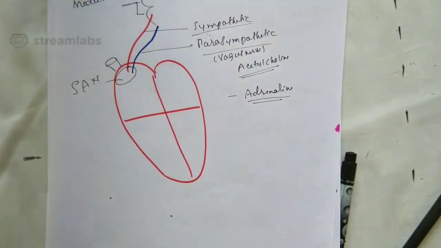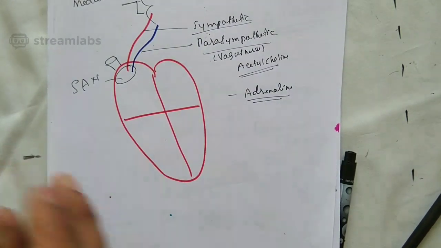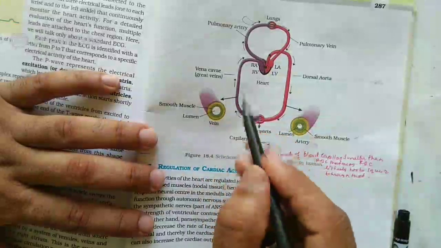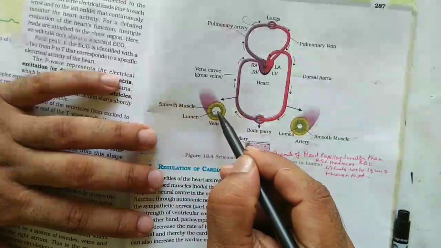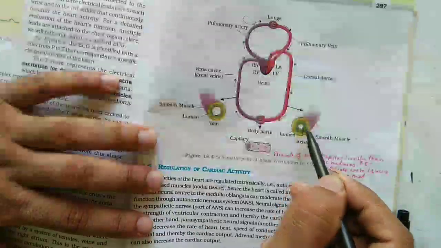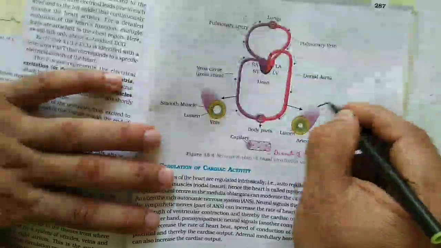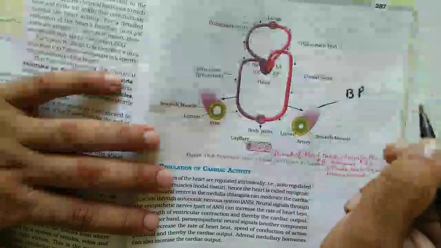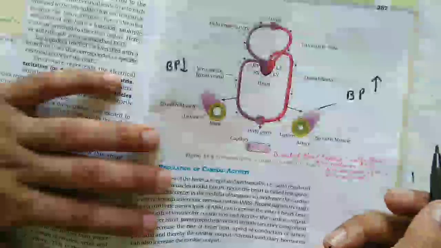I want you to see one picture quickly here. See here, the lumen area. The lumen of the vein is large. The lumen of the artery is less. That is the reason blood pressure will be more in the artery. Blood pressure will be less in the vein. One point. You understood, right?